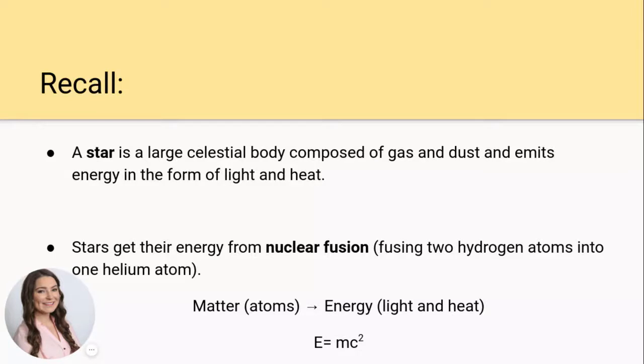Let's remember from the previous video on galaxies that a star is a large celestial body composed of gas and dust and emits energy in the form of light and heat. Let's also recall from our unit on energy that stars get their energy from nuclear fusion, fusing two hydrogen atoms into one helium atom. In the star's core, this converts matter, the atoms, into energy, light and heat, which is where Einstein's E=mc² equation comes from. Energy is equal to mass times the speed of light squared.